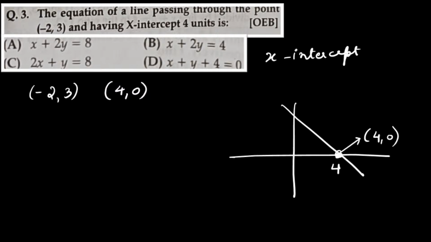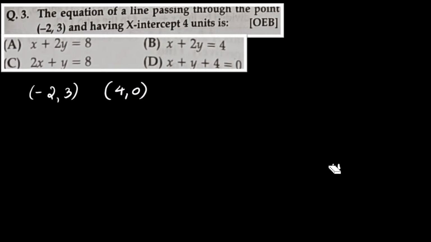Now we have to find the equation of this line. So how can we find it? Like I told you, if coordinates are given to us, we will use the point form. Now here coordinates are given to us. A line is passing through minus 2 comma 3 and 4 comma 0. See, this x-intercept I wrote in coordinate form, so I got the coordinates now.